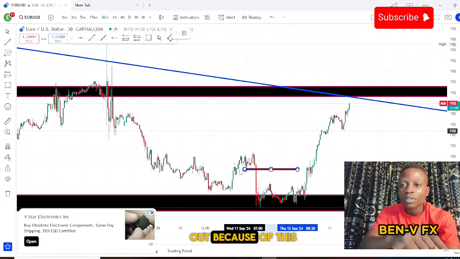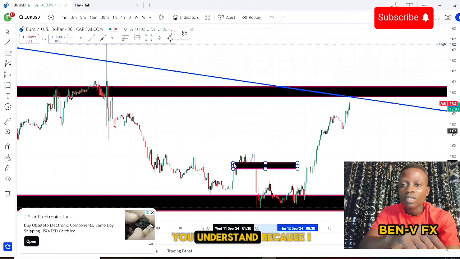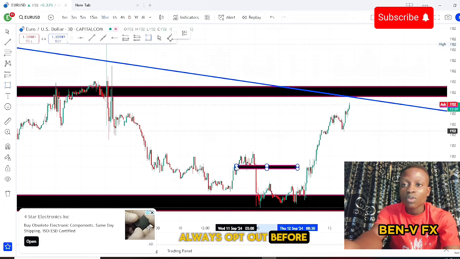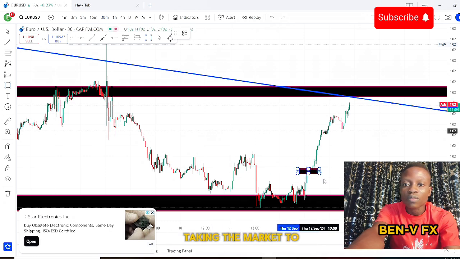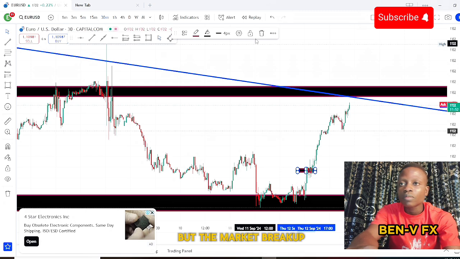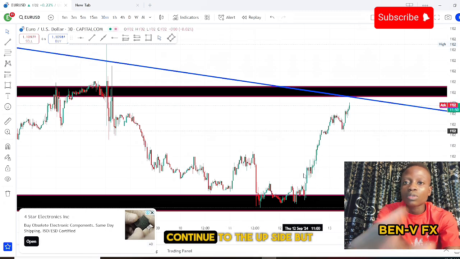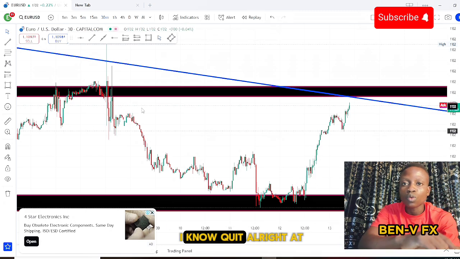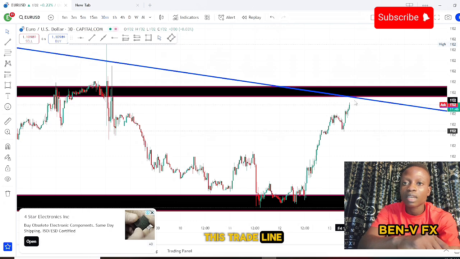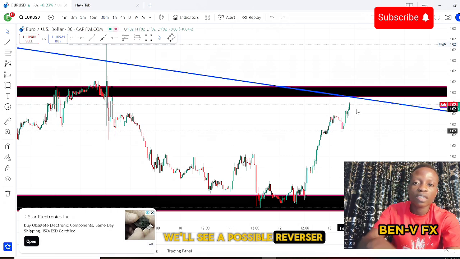why did I opt out? Because of this resistance level. You understand? Because I always opt out before the top of that resistance. So I opted out around this resistance level, thinking the market would go back down, but the market broke up and still continued to the upside. But I know quite well that this trend line and this resistance level is the place where we'll see a possible reversal to the downside.